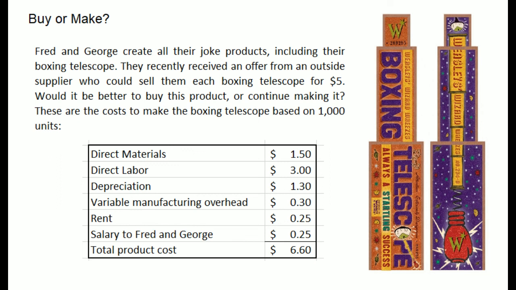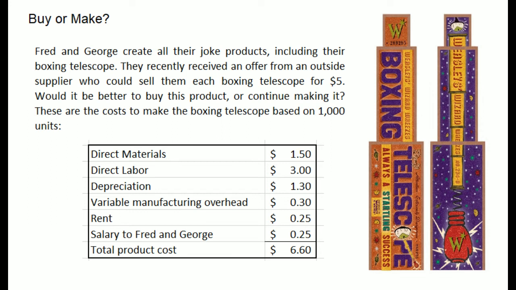Now, the buy or make decision. Fred and George create all their joke products, including their boxing telescope. They recently received an offer from an outside supplier who could sell them each boxing telescope for $5. Would it be better to buy this product or continue making it? These are the costs to make the boxing telescope based on 1,000 units. Direct materials is 150, direct labor 3, depreciation at 130, variable manufacturing overhead is 30 cents, rent 25 cents per unit, and salary to Fred and George 25 cents as well.